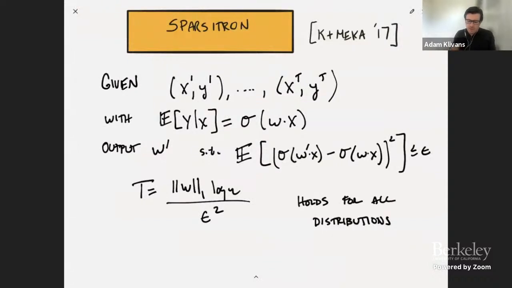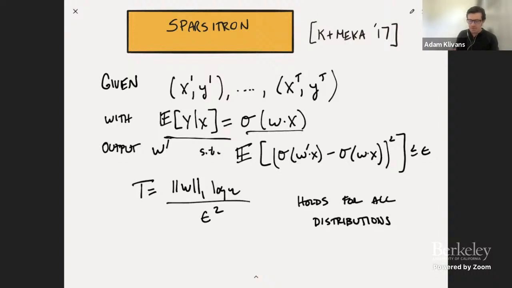Okay, so instead of running glmtron, in 2017, Raghu and I came up with this algorithm that we called sparsitron, in homage to glmtron. And the algorithm is as follows. Here's at a high level what the algorithm does. You're given a bunch of examples, (x1, y1) through (xT, yT), and you have the guarantee that the conditional distribution of y given x is, again, equal to sigmoid of w dot x.